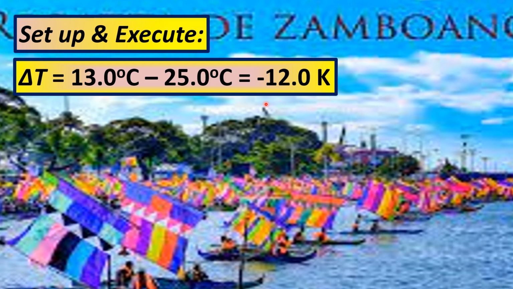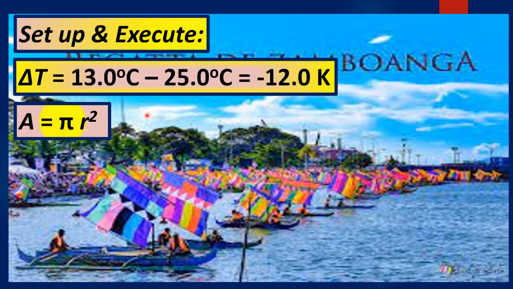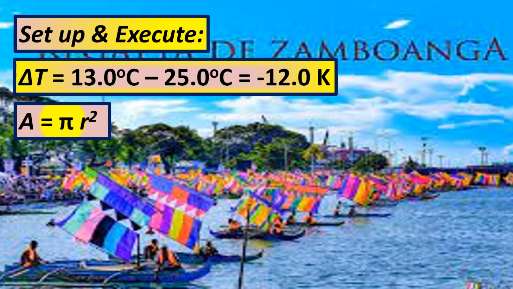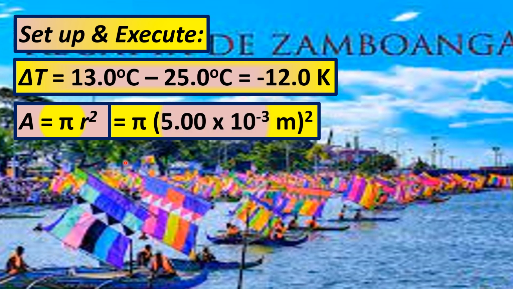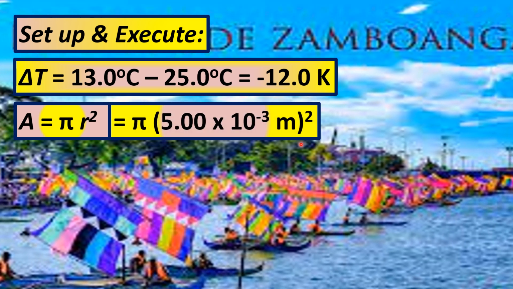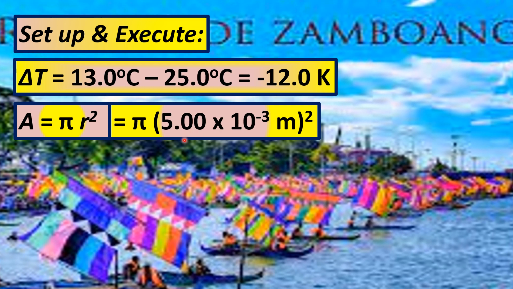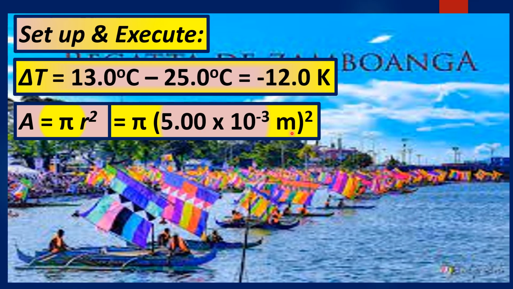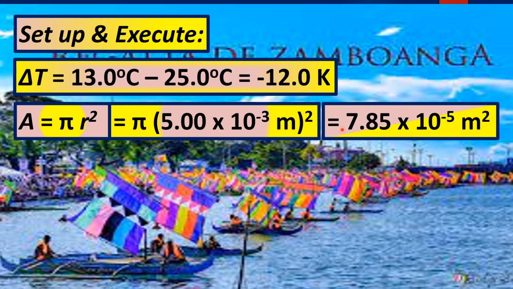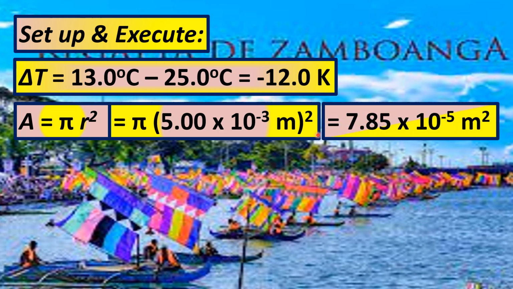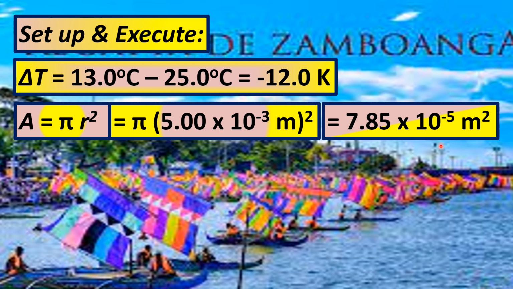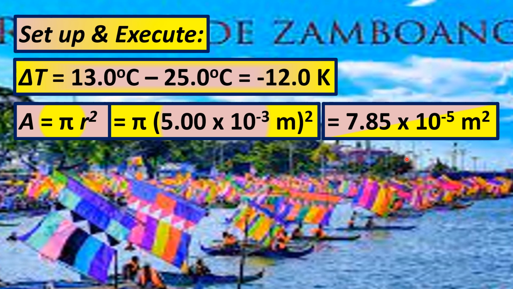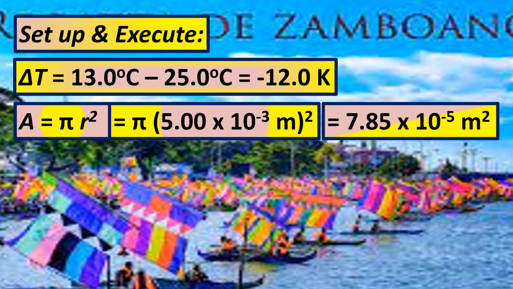We also find the cross-sectional area of the cylindrical rod. Area, of course, is pi r squared. So substituting the value, pi multiplied by the square of the radius of the rod, which in meters is equal to 5.00 times 10 to the negative 3 meter. Doing our math, we will get the cross-sectional area equal to 7.85 times 10 to the negative 5 meters squared. So, we can proceed in finding the force capital F.